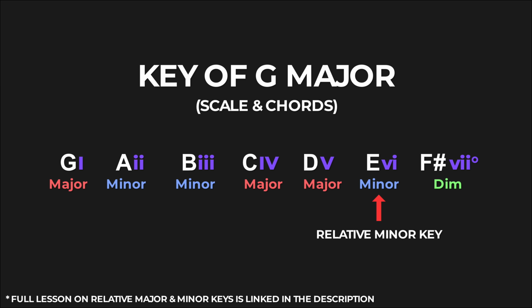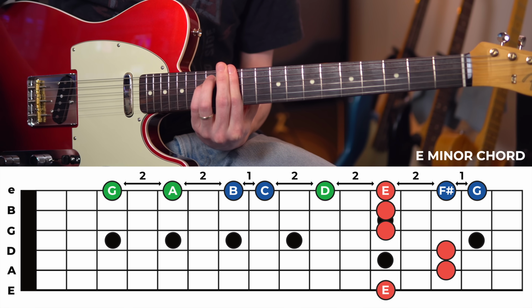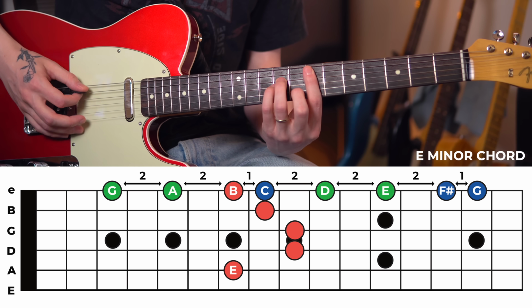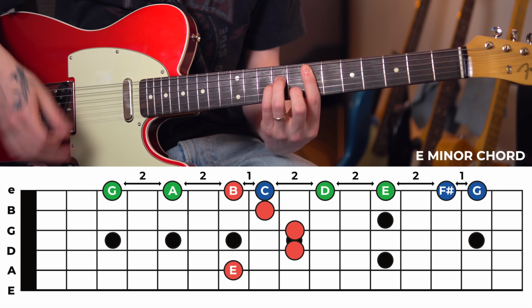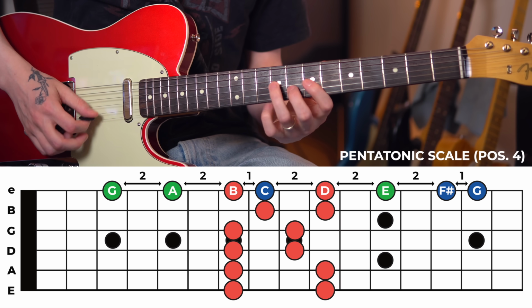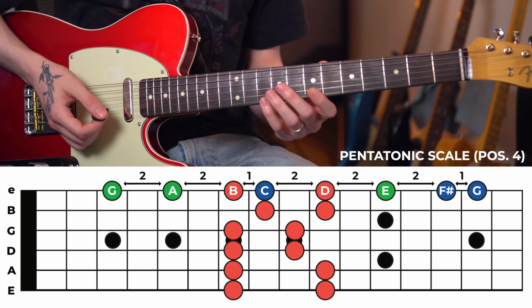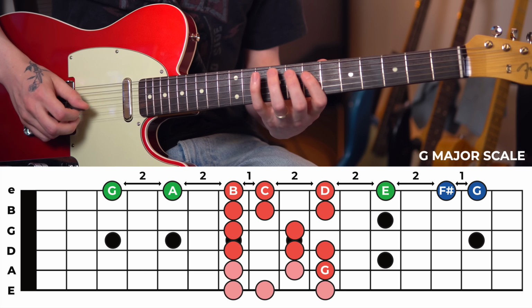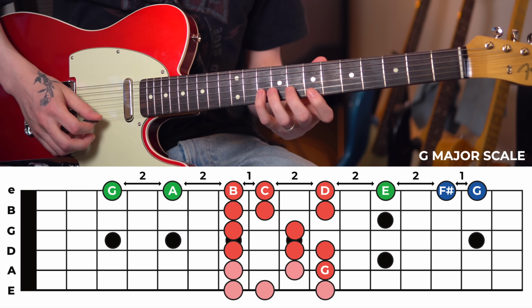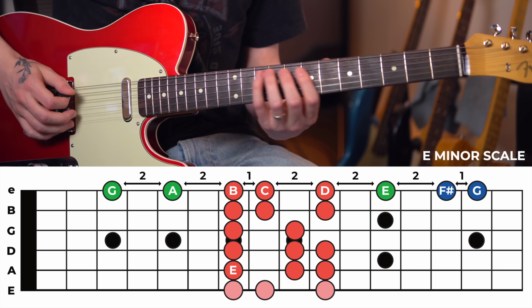And the all-important 6th chord and relative minor of G major, that E minor chord sits right on top. Then we've got our other shapes on the other one interval. That E minor chord sits right there. We've got the pentatonic. For position 4 here, we've got our major scale. So in this case it's going to be a G major scale. And our relative minor scale, which is an E minor scale.